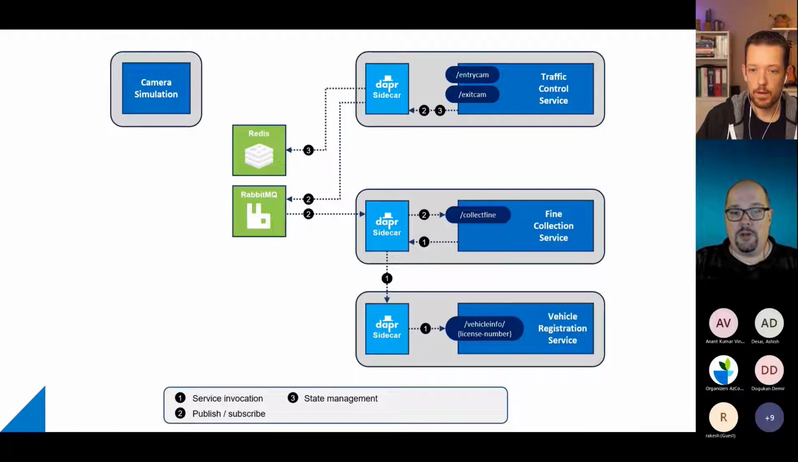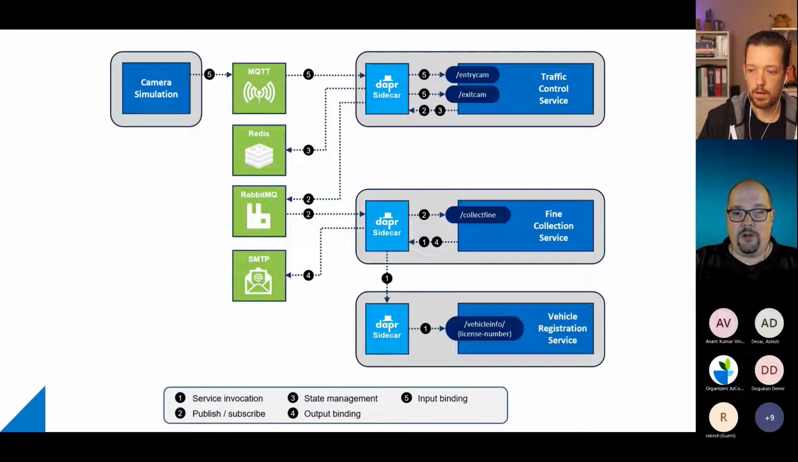The third building block we're going to use is state management. In the initial version of the traffic control service, all the information of the vehicles is stored in memory. But this is, of course, a little bit dangerous, because if the traffic control service crashes or needs to go down for an update, for instance, then you lose all this information. So to make this a little bit more robust, we will use the state management building block to store the state in a Redis cache in this case. The fourth building block we're going to use is an output binding. And we'll use the SMTP binding for sending the actual email with the speeding ticket.